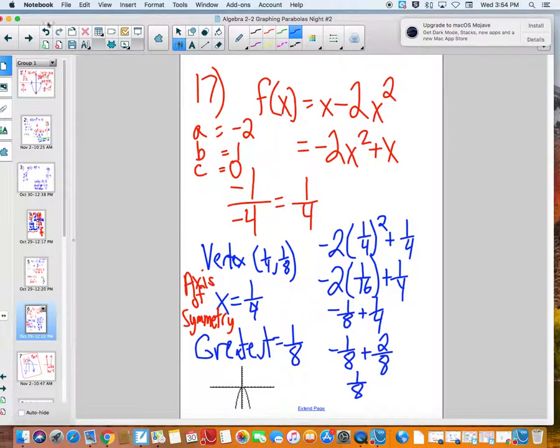And then the last one is, you'll notice here how they put this out of order. So again, a equals -2, b equals 1, c equals 0. And the opposite of b over 2a is 1/4. You substitute that in and you get 1/8. So here's your vertex, your axis of symmetry, and your greatest value.